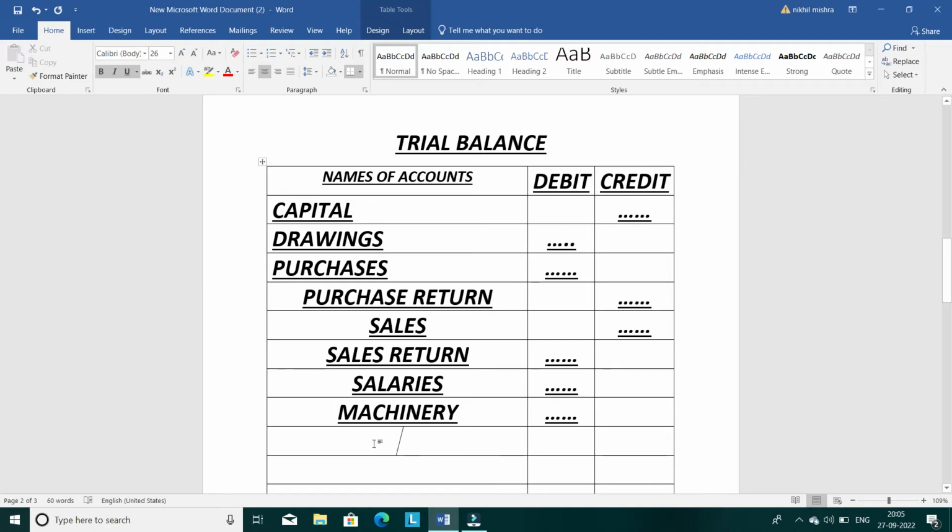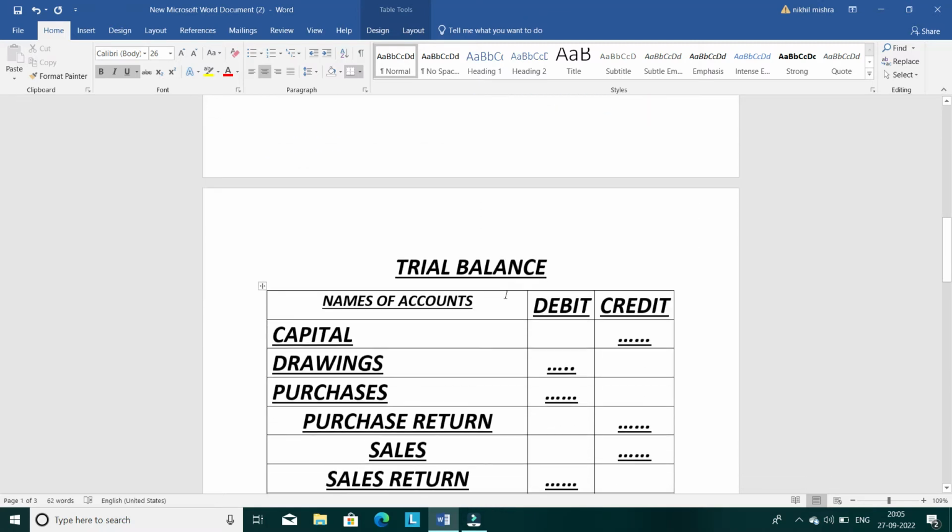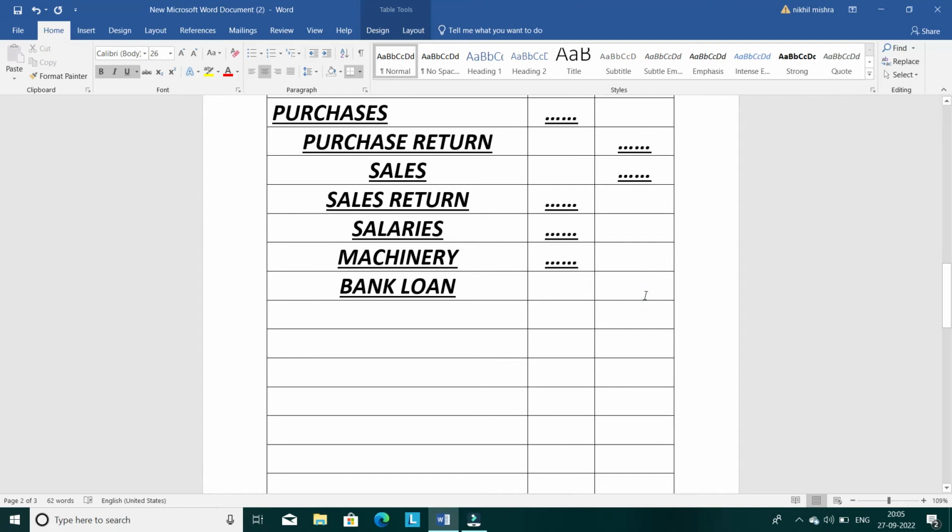Next, suppose bank loan, what is it? It is a liability, you have to pay the loan. So liability, all kinds of income and liability we are writing in credit side, so bank loan will come in the credit side. Next, suppose bills receivable and bills payable. Yes, one more important, bills receivable.